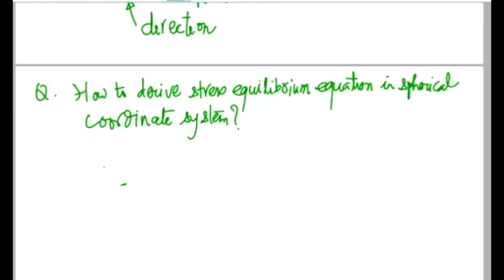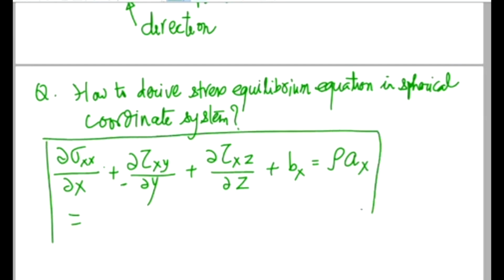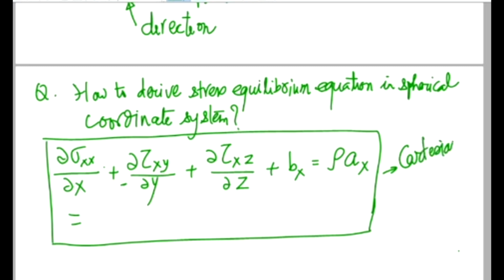So you can recall that we actually derived this equation in Cartesian coordinate system, and then the equation that we got was del sigma xx over del x plus del tau xy over del y plus del tau xz over del z plus body force in the x direction is equal to density times acceleration in the x direction. And then we had two more equations. So that's for the Cartesian coordinate system, isn't it? And this derivation wasn't so difficult.